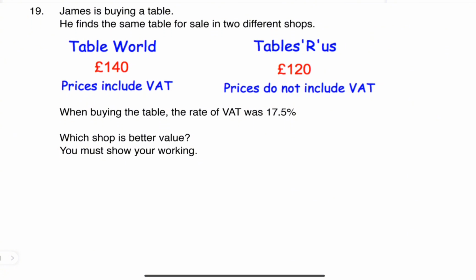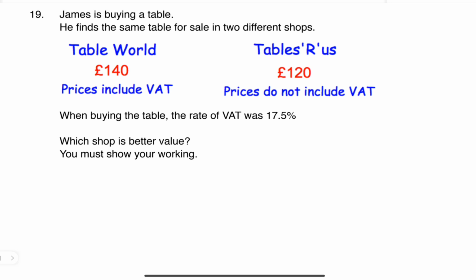So let's look at this question. James is buying a table and he finds the same table for sale in two different shops. So Table World sells at 140 and the price includes VAT. And Tables R Us sells for 120 but does not include VAT. And when buying the table, the rate of VAT is 75%.